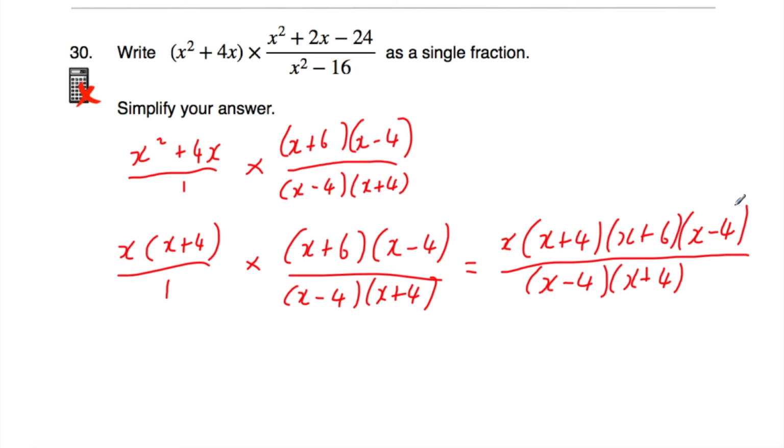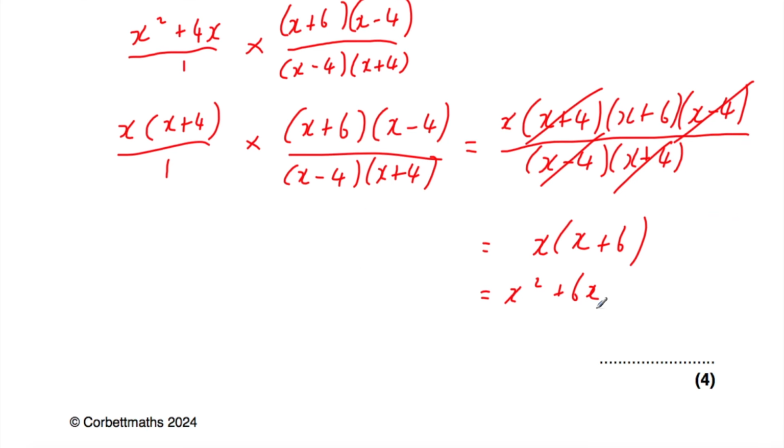Now let's have a look here. We can divide the numerator and denominator by x minus 4 to begin with. We can also divide by x plus 4. So that would just leave us with x bracket x plus 6. And we could expand if we wanted to get x squared plus 6x. I probably would just leave it as x bracket x plus 6. And that's it. I'd actually probably just leave my answer as x bracket x plus 6.